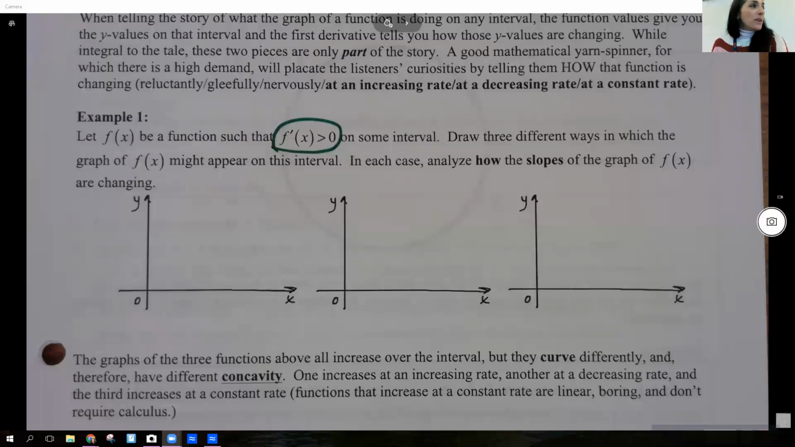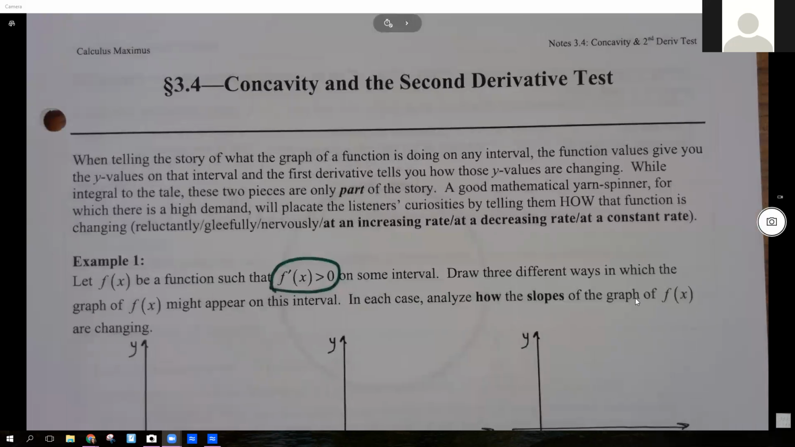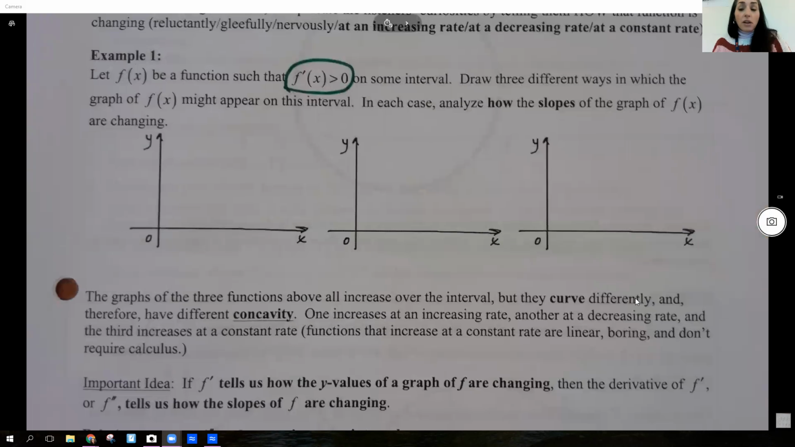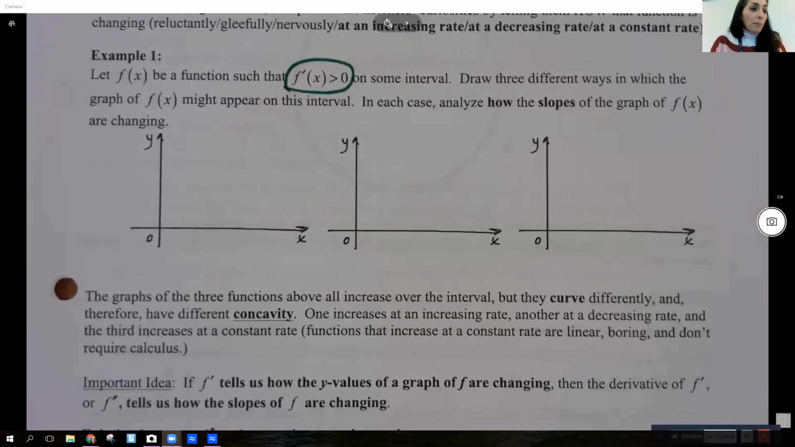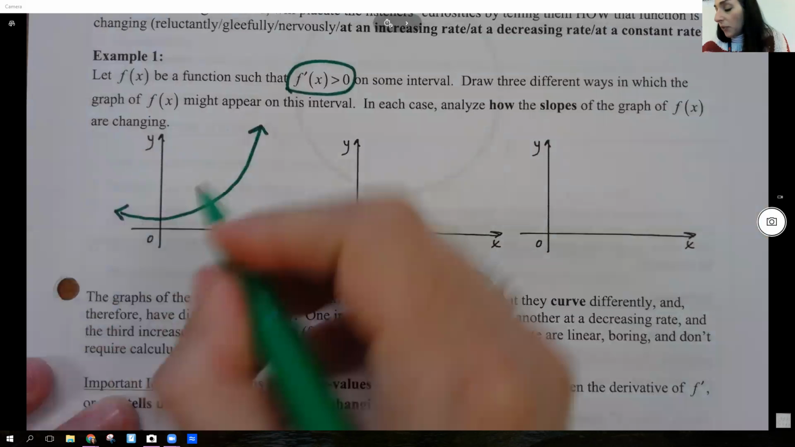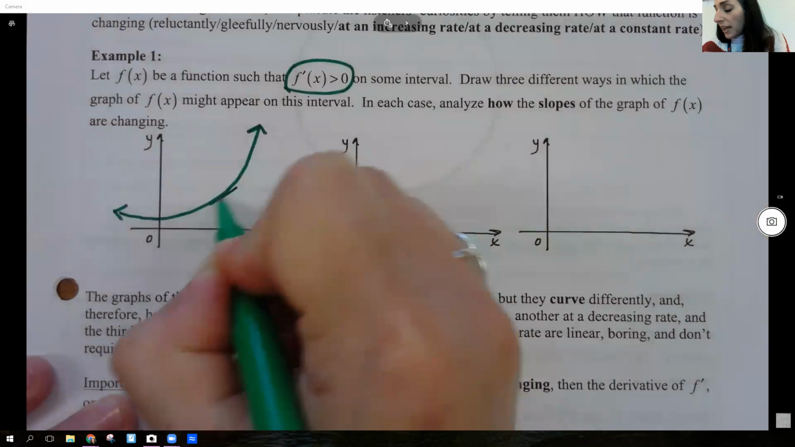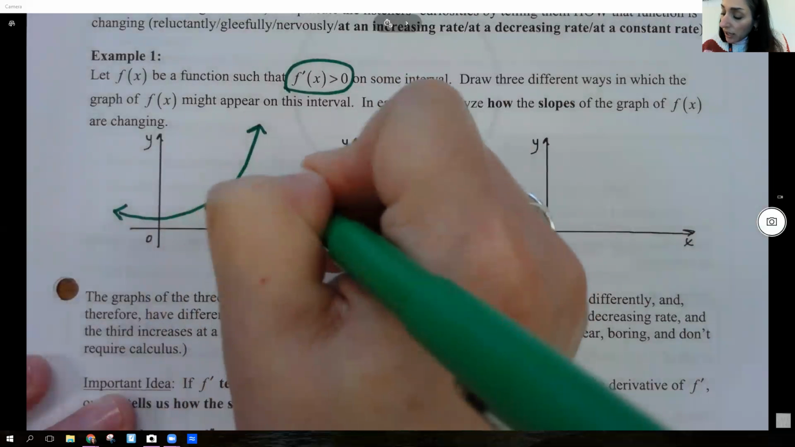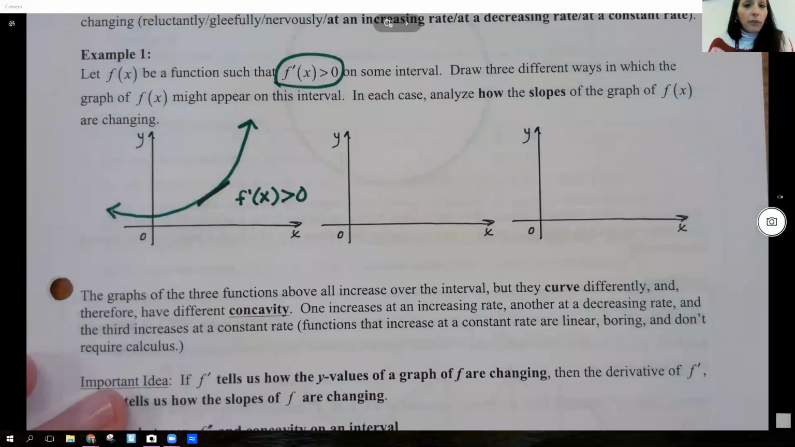Okay, here we go. So section 3.4, second derivative test. So this first example represents all the different ways that we can draw a graph where the first derivative is positive. So the first way would be like this. See, if we were to put a little tangent line right here, that first derivative, the slope of that tangent line, would be greater than 0. So that's one way we could do it.